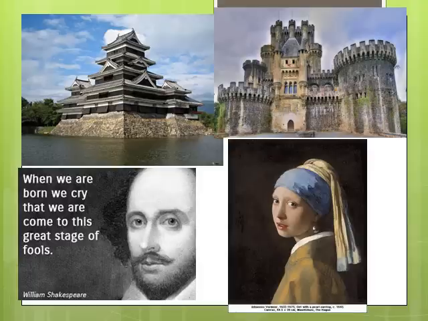We have other examples of architecture and arts. We have castles. We have a Japanese castle. We have a European castle. We have Shakespeare. We have Johannes Vermeer and the Girl with a Pearl Earring. We see all of this because of the money, but also for people to say, look at what I've done.